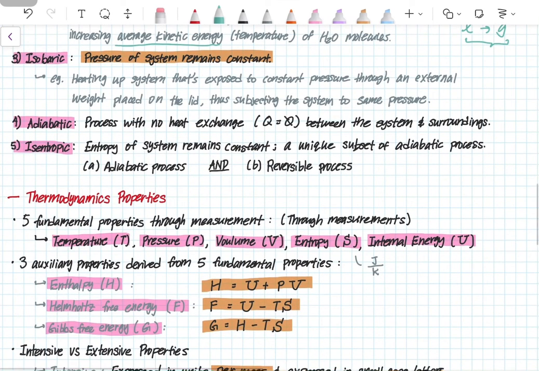The third process we have is isobaric, in which the pressure of your system remains constant. For example, when you're heating up a system that is exposed to constant pressure through an external weight placed on the lid, it is being subjected to the same pressure.